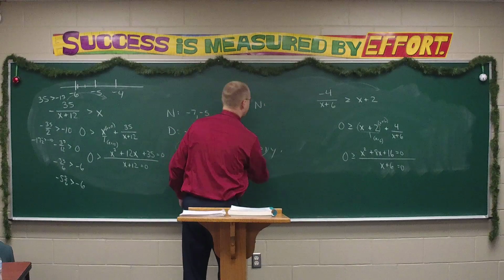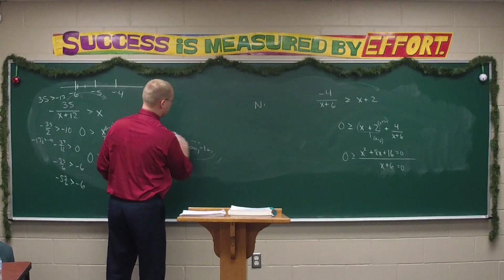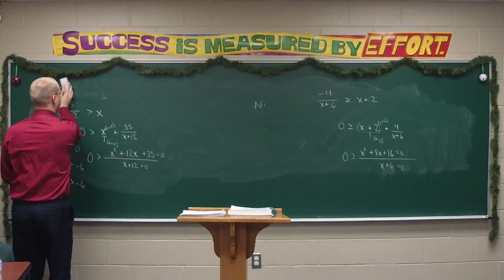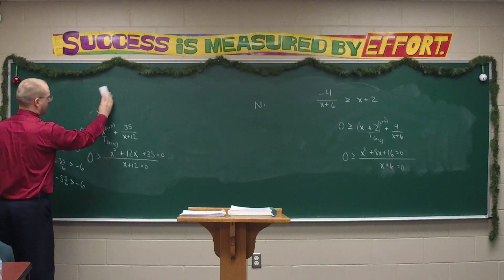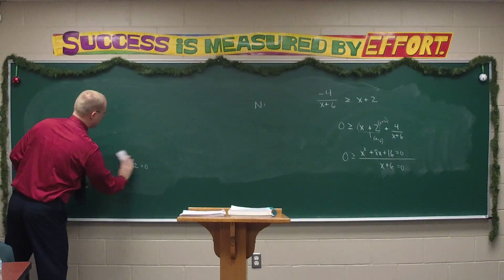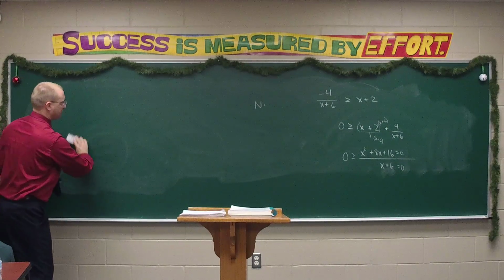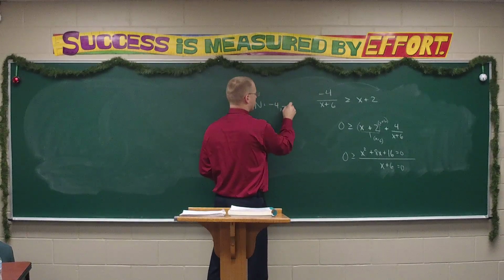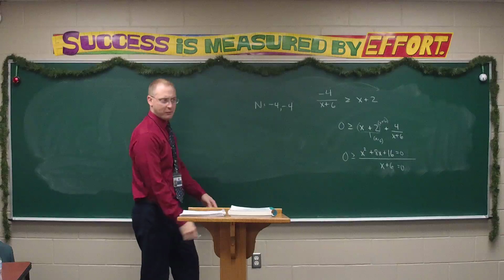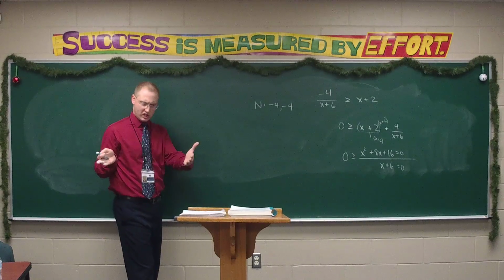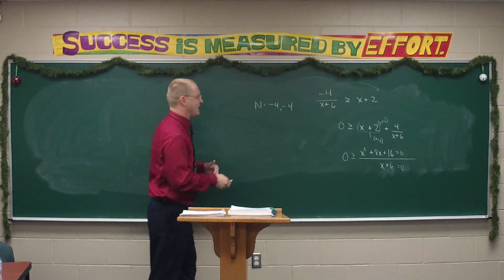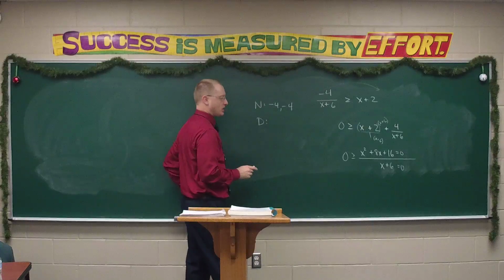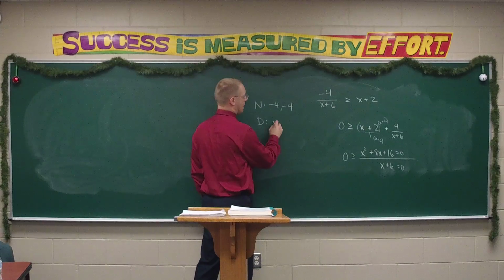What are my numerator critical points going to be in this problem, anyone? -4 and -4. Right? If you factor, that's x plus 4 quantity squared, or x plus 4, x plus 4. So -4 and -4, like we saw with the 0 and 0. Well, here, -4 and -4, kind of that anomaly. And then for the denominator, my critical point.